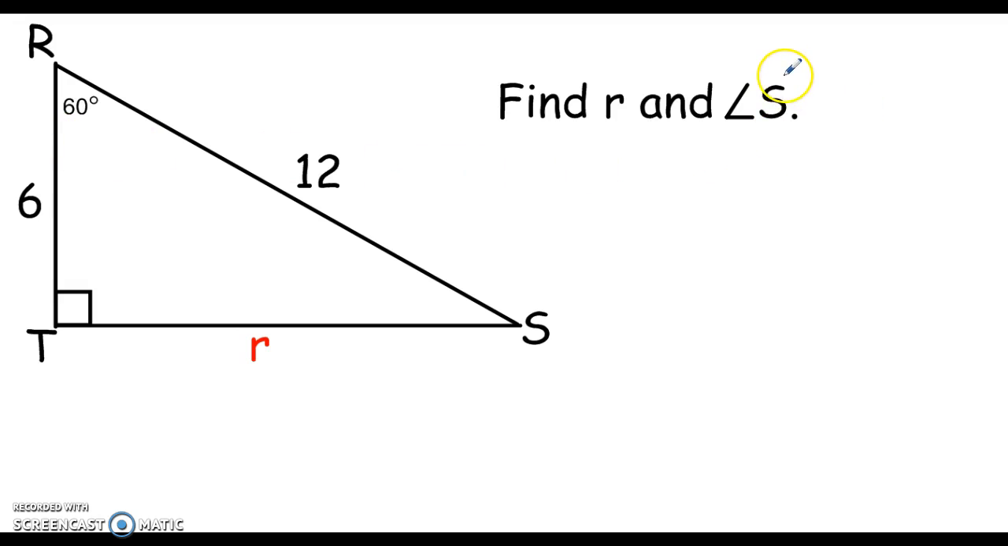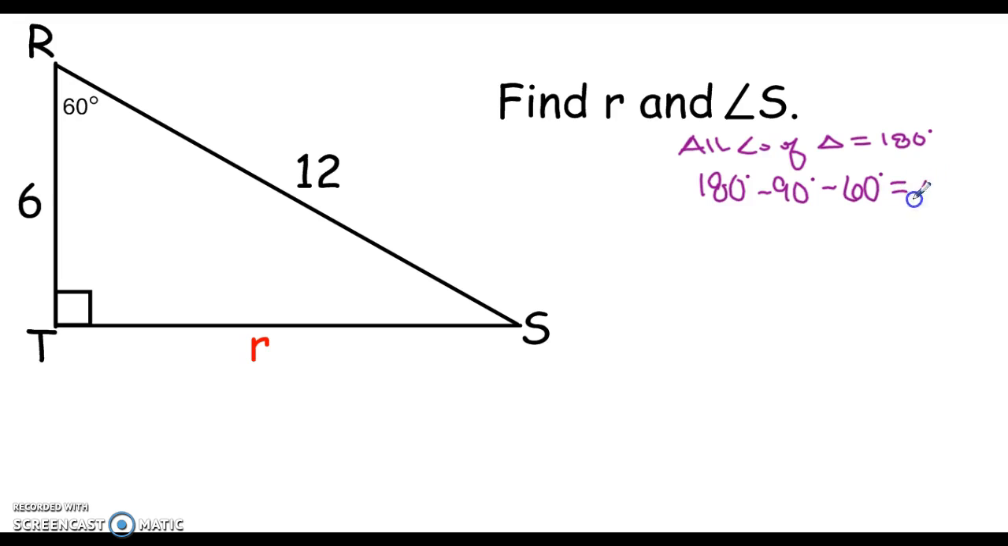Here we are finding a missing angle, angle S, but we know that all the angles of a triangle have to add up to 180 degrees. So if we have that 180 degrees and we take off for the right angle, which is 90, and we take off for angle R, which is 60 degrees, we're left with angle S, and that of course is 30 degrees. So angle S is worth 30 degrees.